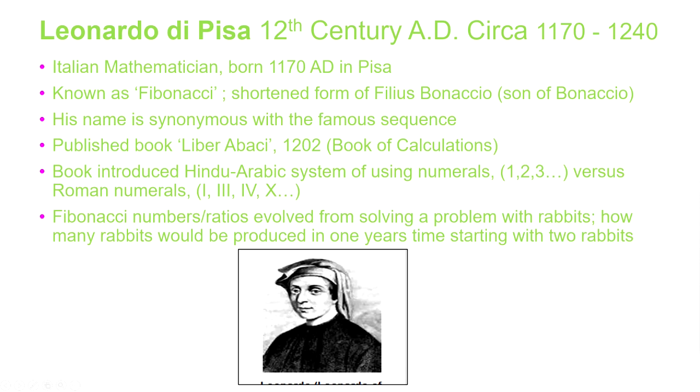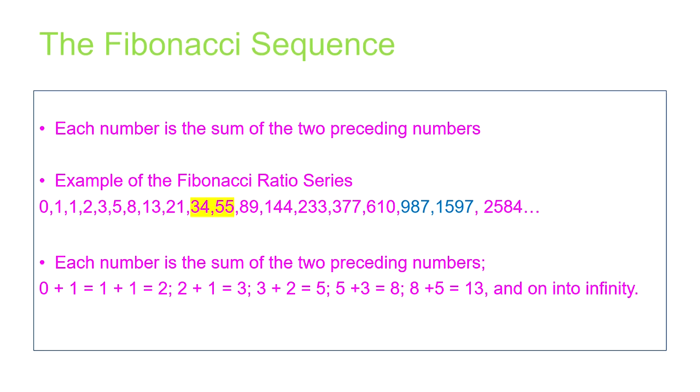So let's fast forward a little bit to the Fibonacci sequence. And what is it? Well, it's the sum of two preceding numbers. So if you start with 0, and 0 plus 1 equals 1, and then you take the next number and add it to the number right behind it. So 1 plus 1 equals 2, 2 plus 1 equals 3, 3 plus 2 equals 5, 5 plus 3 equals 8, and so on, all the way into infinity.